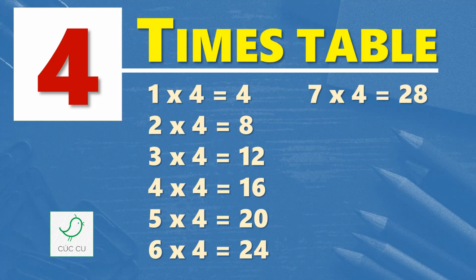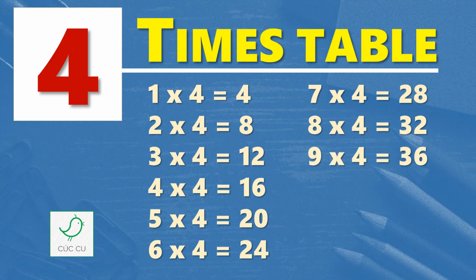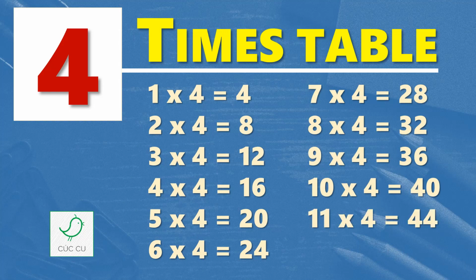7 times 4 is 28. 8 times 4 is 32. 9 times 4 is 36. 10 times 4 is 40. 11 times 4 is 44. 12 times 4 is 48.